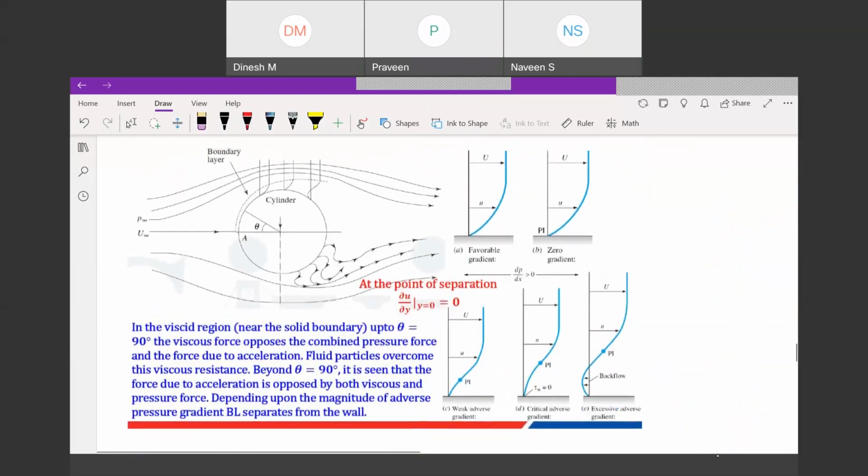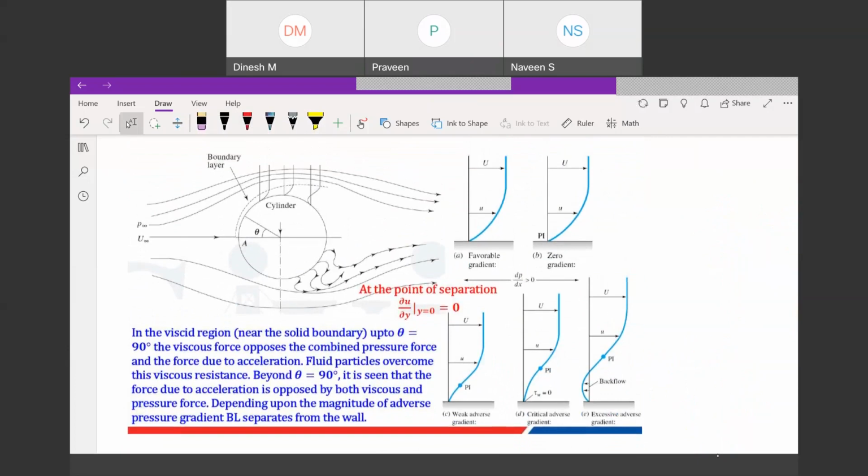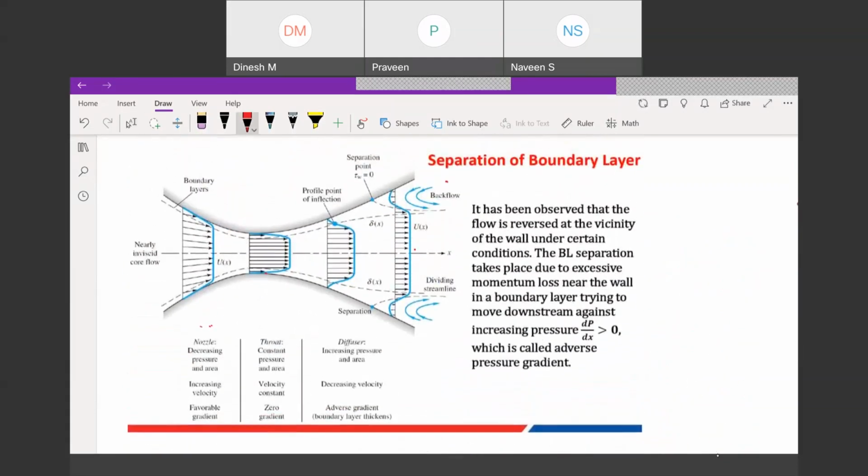Now, next is where the separation takes place. Some students have this doubt that when dp by dx is greater than 0, sorry, less than 0, your separation takes place. No. See, at this location, beyond this point, the diffuser has started. So at this point, the diffuser part is there, but flow separation is not happening. Here, if you see dp by dx, it is less than 0. Sorry, not less than 0. Here it is more, no? P4 minus P3, so P4 minus P3 is greater than 0. Positive.